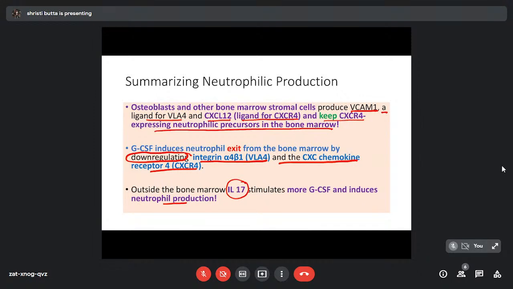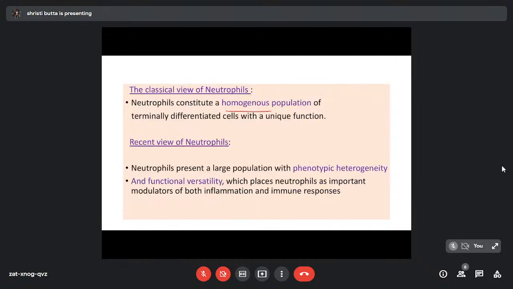Now, the classical view of neutrophils. Neutrophils were considered to be a homogeneous population. However, the recent view of neutrophils suggests that neutrophils have a phenotypic heterogeneity and functional versatility, which places neutrophils as important modulators both for inflammation and immune responses.